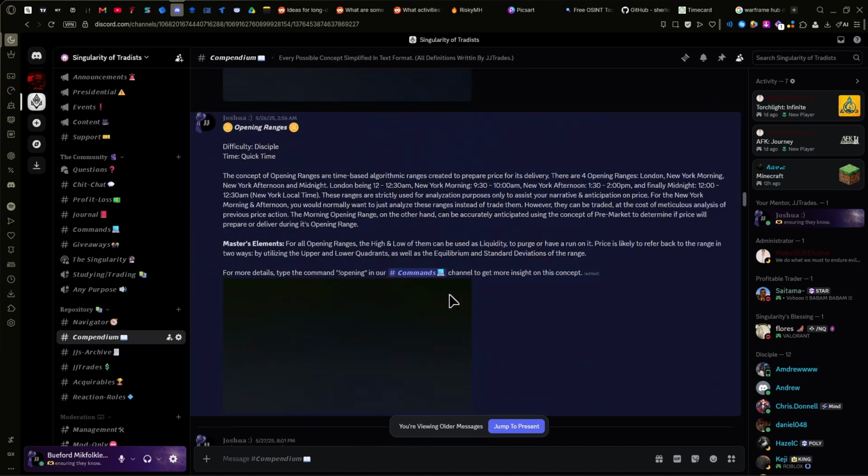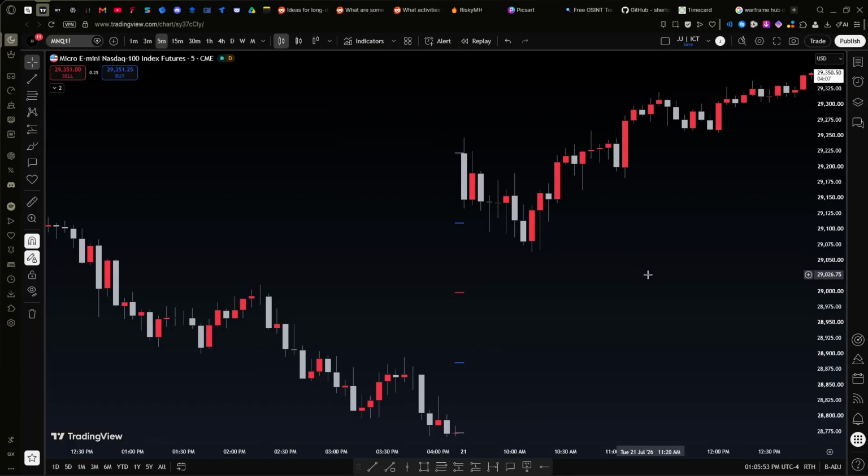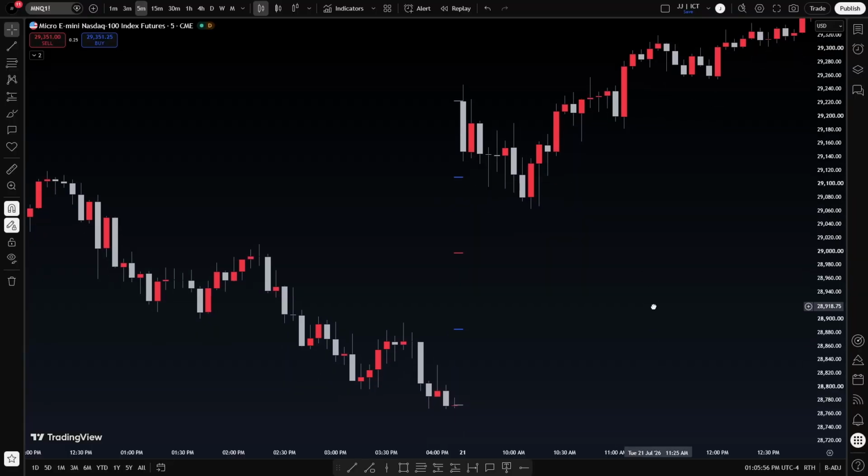Opening range is right here. So New York morning, or New York AM, 9:30 to 10 a.m. The concept of opening ranges are time-based algorithmic ranges created to prepare price for its delivery. Simple as that. That preparation for its delivery, of course, is not only referring to the opening range gap. But if you are using the opening range gap, you would definitely be watching the 9:30 to 10 o'clock opening range, because that's when price will normally start to prepare, manipulate, and act upon this opening range gap here. Now that's just one example.